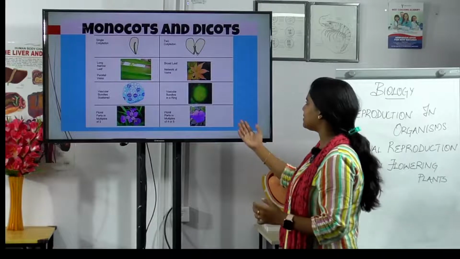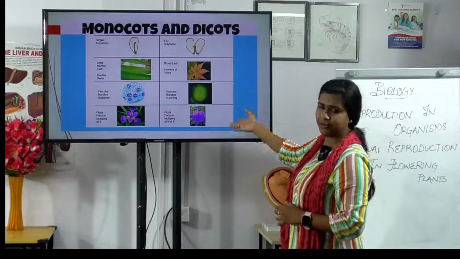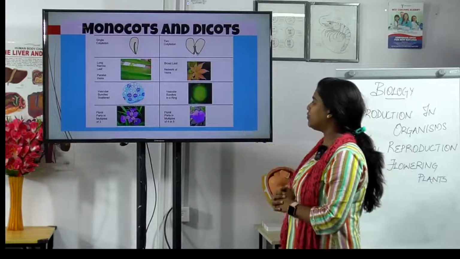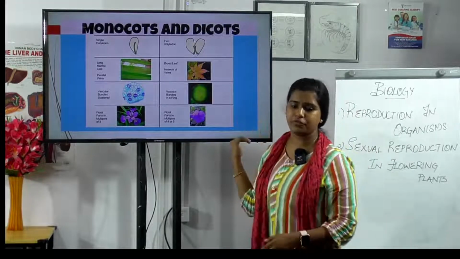In monocots the vascular bundles are scattered, while in dicots they are in a ring form. The floral parts in monocot flowers are multiples of 3, while in dicots they are multiples of 4 and 5.